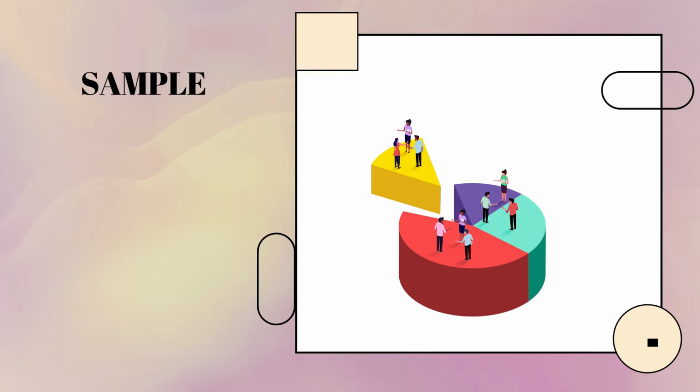Sampling forms an integral part of the research design. There is quantitative data and qualitative data that can be collected as part of a research study. Sampling methods are characterized into two distinct approaches: probability sampling and non-probability sampling.